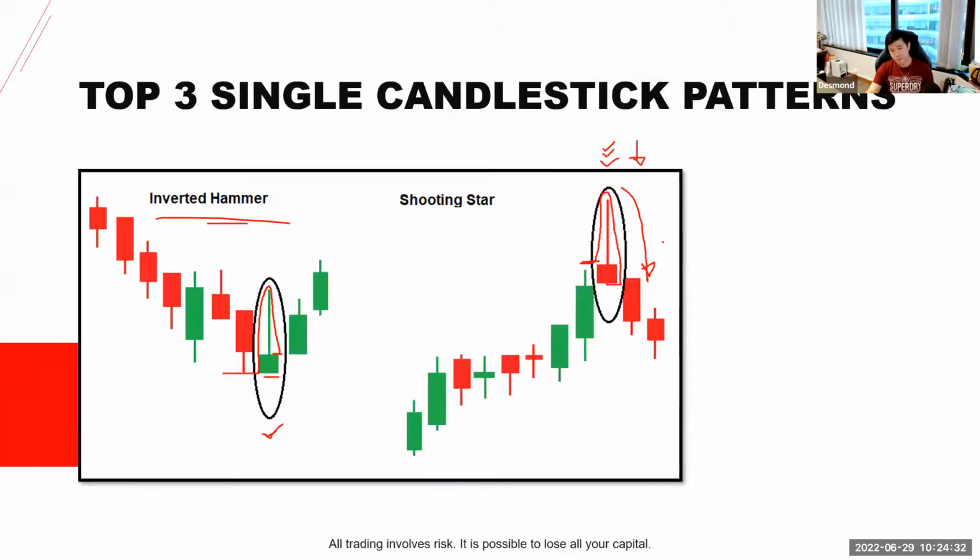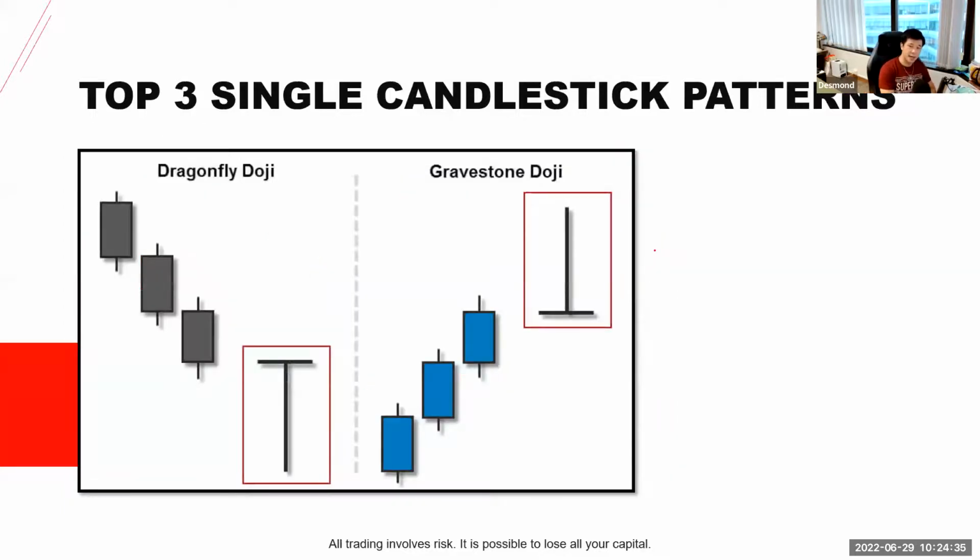Now, the last single candlestick pattern, which I think is very, very effective, is the Dragonfly Doji and the Gravestone Doji. So the Dragonfly Doji looks like a dragonfly. This is how a dragonfly looks, something like that.